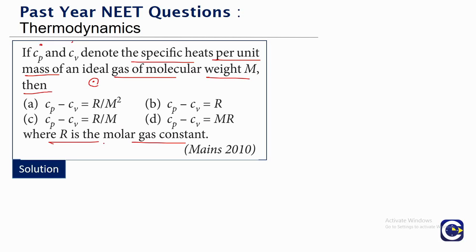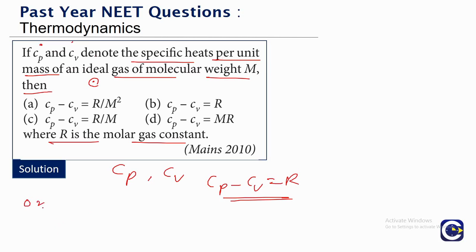See, what we know is the molar specific heats. So let us represent them by the capital symbols. Molar specific heats have a relation. Capital Cp minus capital Cv will be equal to R. This is the relation between the molar specific heats. Now here they are not giving the molar specific heats, they are giving specific heats per unit mass.